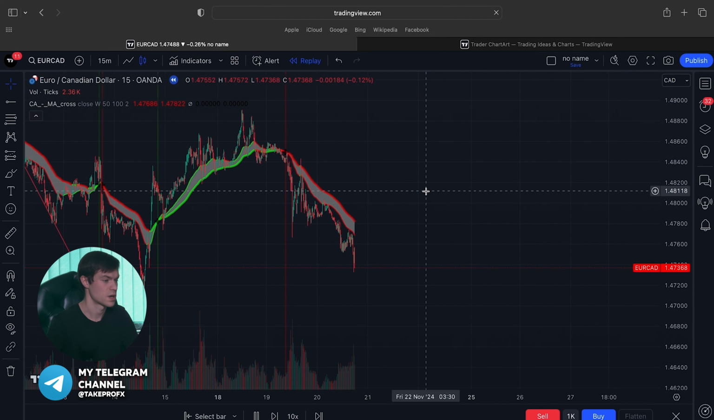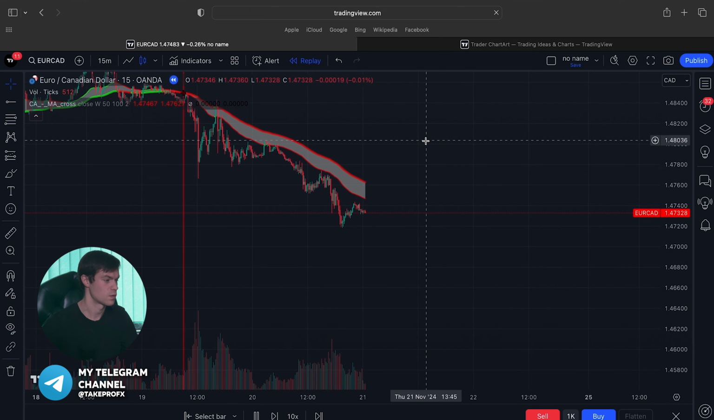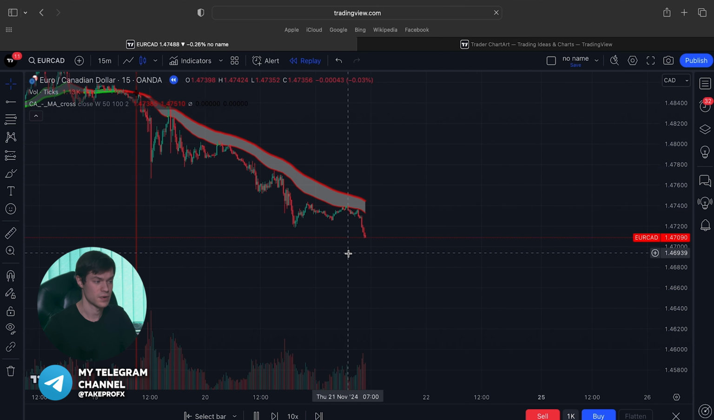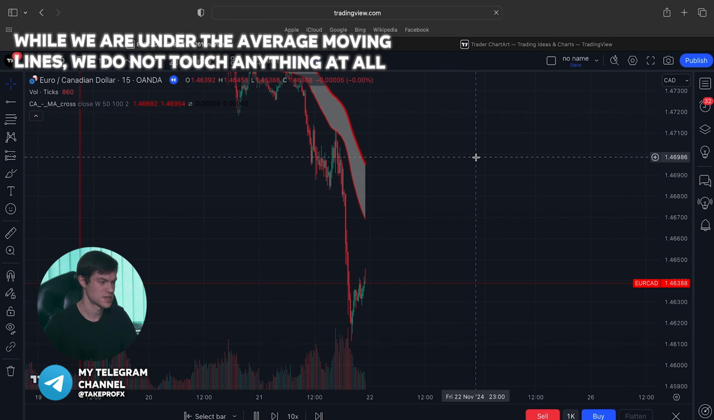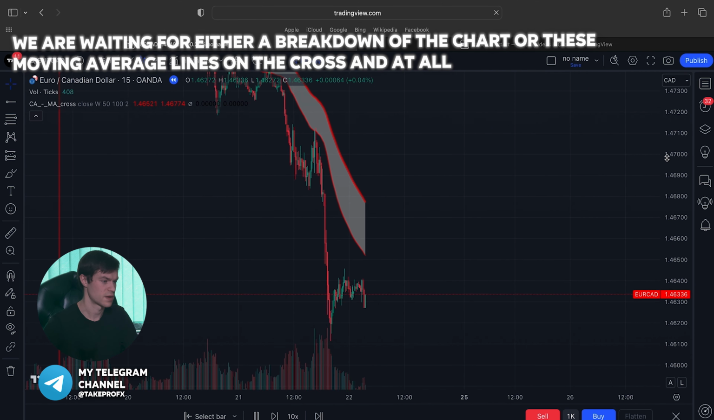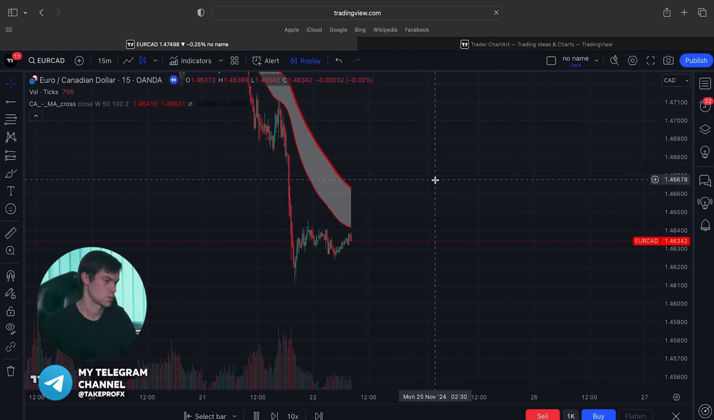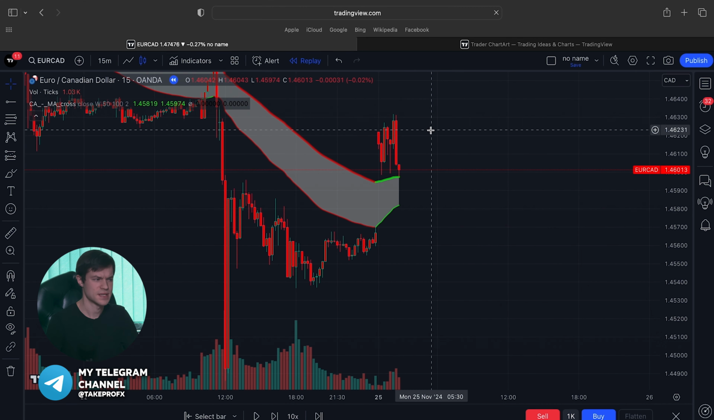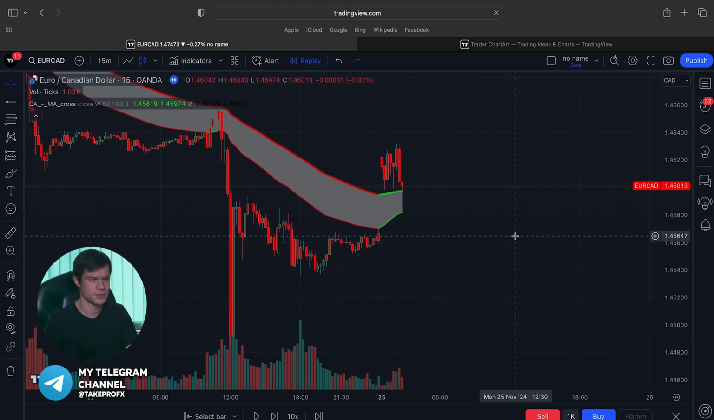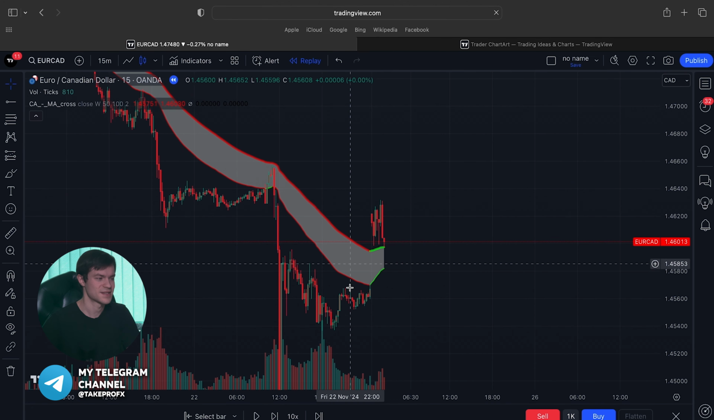So now we need to understand the main moment of reversal of this trend. While we are under the average moving lines, we do not touch anything at all. We are waiting for either a breakdown of the chart or the crossing of these moving average lines. So, my friends, we have a breakout, even with a gap. I don't know, maybe this is a TradingView glitch, or maybe it really happens at the data provider, but it is already a good signal to think about entering a trade.